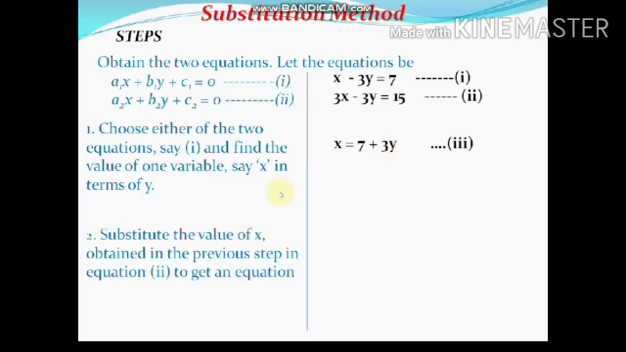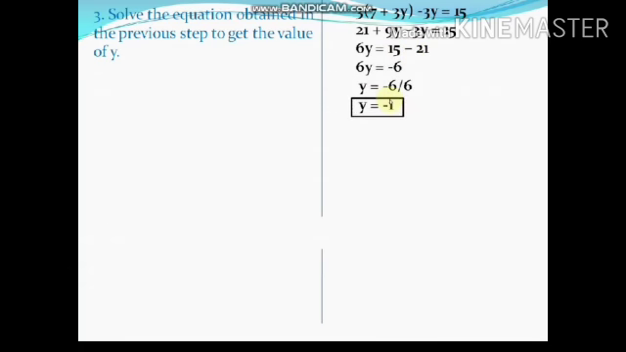Second step of this method, substitute the value of x obtained in the previous step in equation 2 to get an equation. Now we will substitute the value of this x in the second equation: 3 within brackets 7 plus 3y minus 3y equals 15. Step number 3, solve the equation obtained in the previous step to get the value of y. So we will solve: 3 multiplied by 7, 21 plus 9y minus 3y equals 15, 6y equals 15 minus 21, 6y equals minus 6, and you will get y equals minus 1.